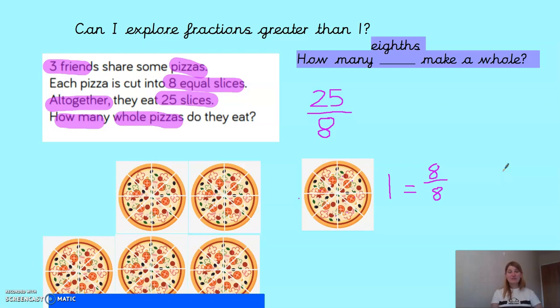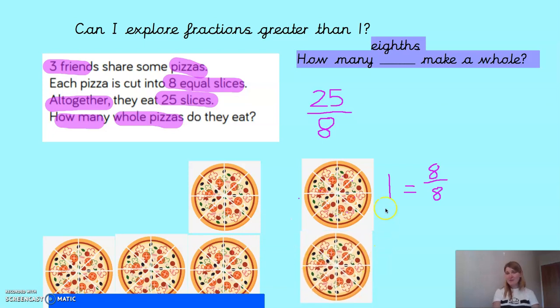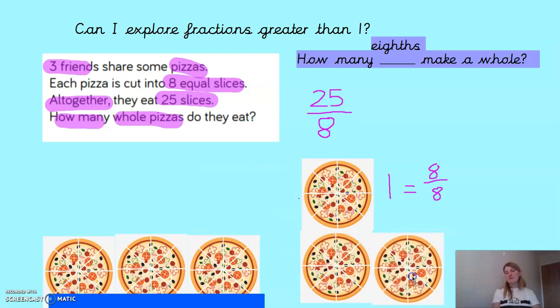Okay, so if one whole pizza is 8 eighths and I've got 25 eighths, how many wholes would that be? Well, we can use our 8 times tables to help here, because if 1 is 8, that means 2 pizzas must be 16. Yeah, because 2 lots of 8 is 16. 3 pizzas is 24 eighths, because 3 times 8 is 24. So I've got 3 whole pizzas there, and that would be 24 eighths, but they had 25, so they would need 1 extra slice from somewhere else. Okay, so 1 extra slice here. So they've got 3 whole pizzas and 1/8 here that they've eaten.